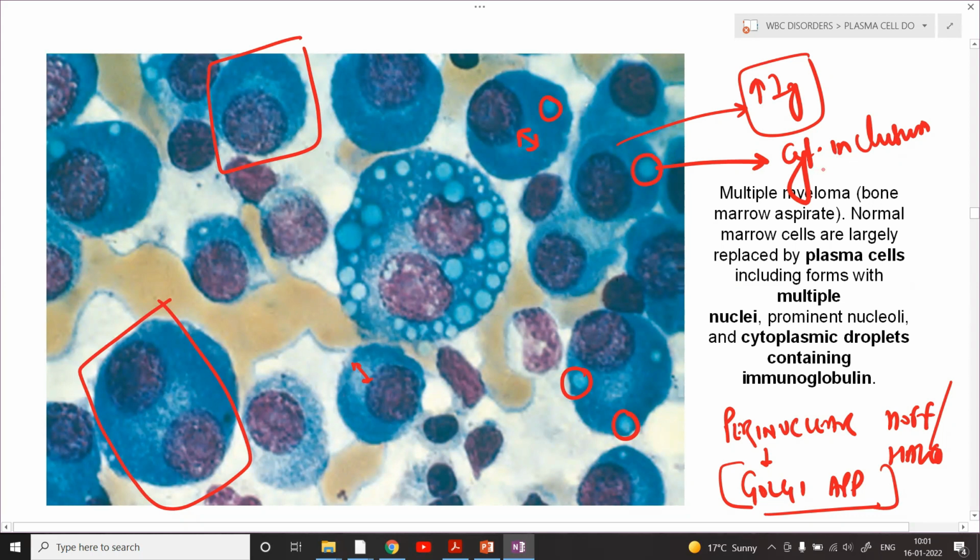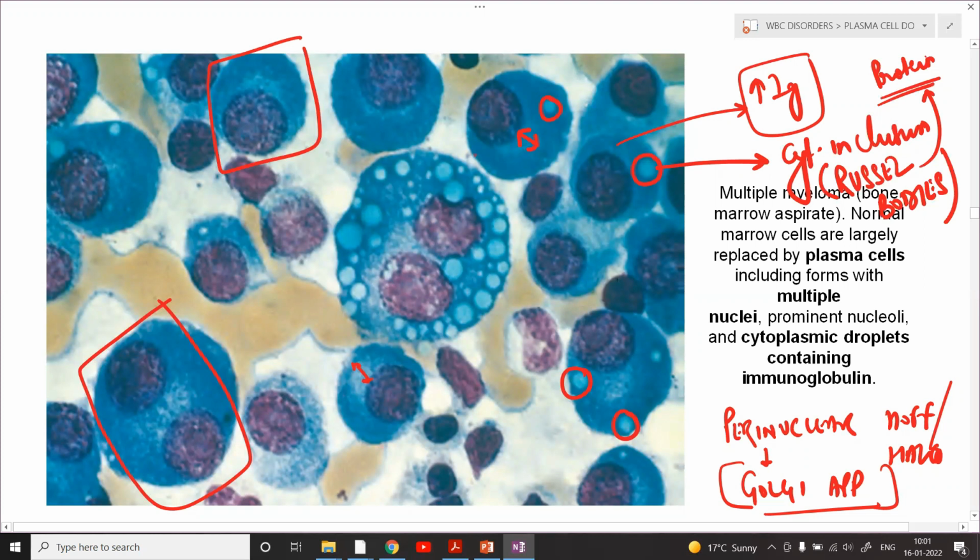And what is this called as? Yes, can anyone tell me? It is called Russell bodies, which we have already studied in general pathology. What is the nature of this? This is one kind of protein, if you will appreciate.